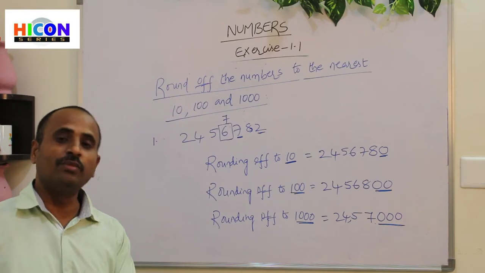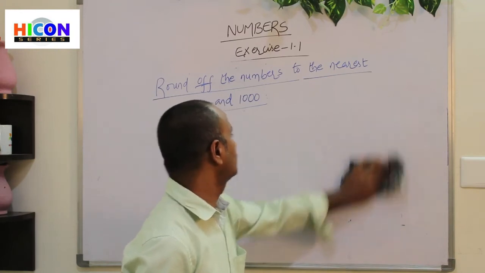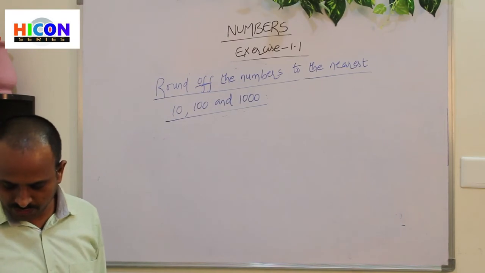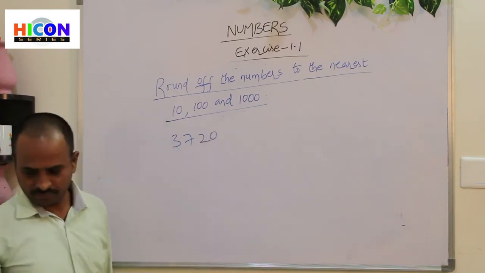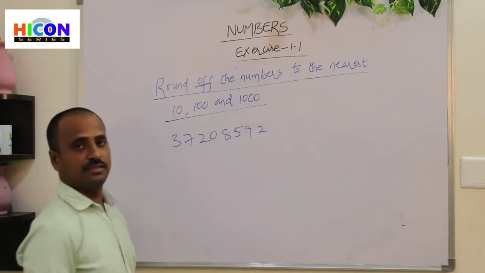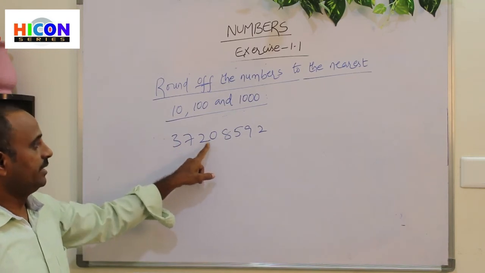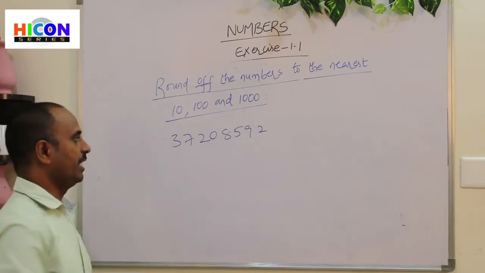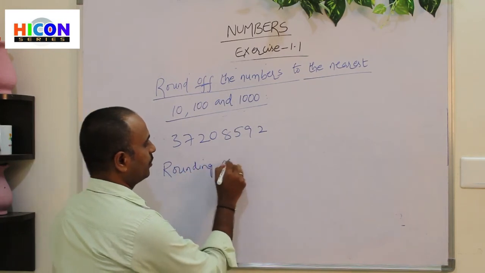So let us see one more problem in this exercise. So let us see one more example. So this is one more example. So let us see, children, the given number is 3 crores 72 lakhs 8,592. Now we have to round off this given number to hundreds, that is, rounding off to tens.